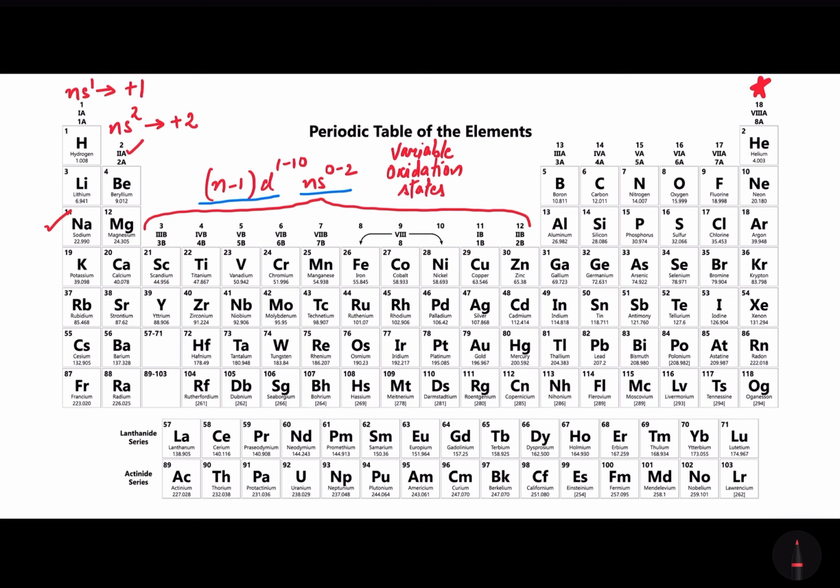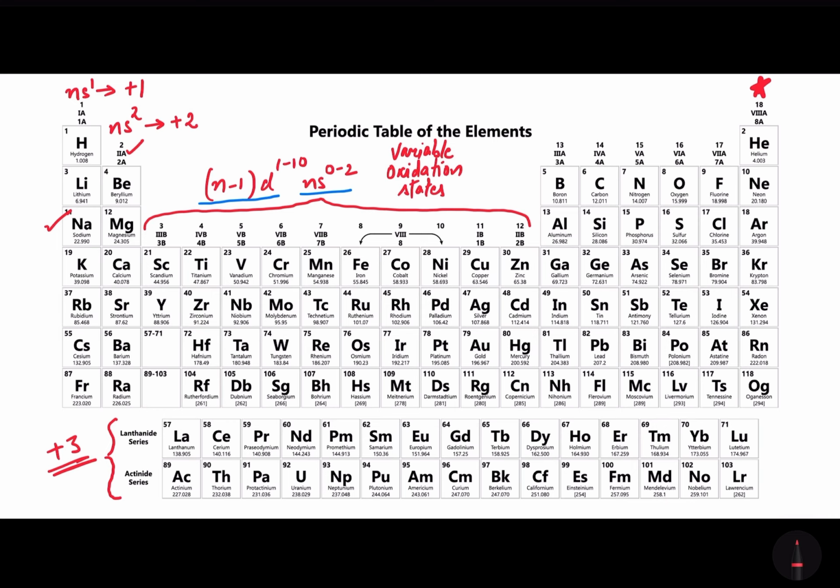Now let's talk about the lanthanide and actinide series. These elements will have a standard oxidation state of +3 only, and they will also show variable oxidation states depending upon the number of electrons in their f subshell, but their standard oxidation state is +3.